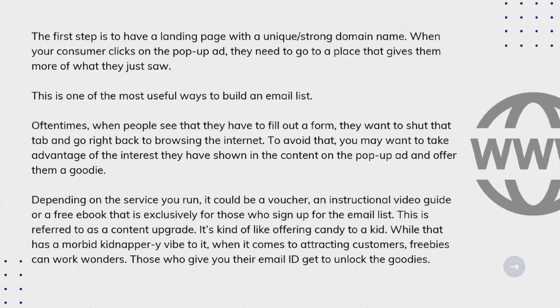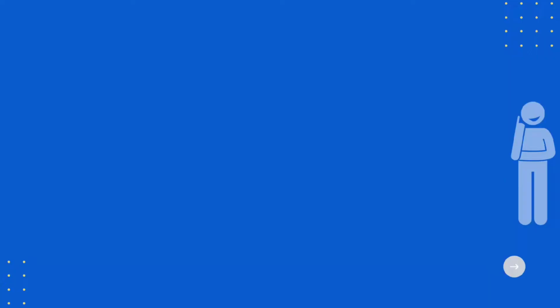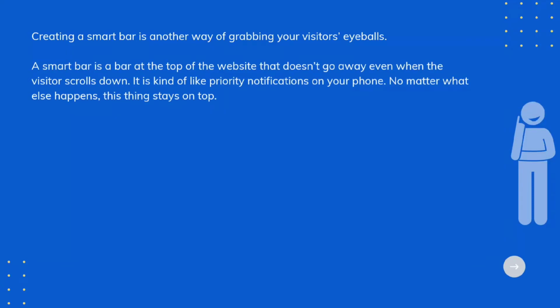Those who give you their email ID get to unlock the goodies. Creating a smart bar is another way of grabbing your visitors' eyeballs. A smart bar is a bar at the top of the website that doesn't go away even when the visitor scrolls down. It's kind of like priority notifications on your phone. No matter what else happens, this thing stays on top.